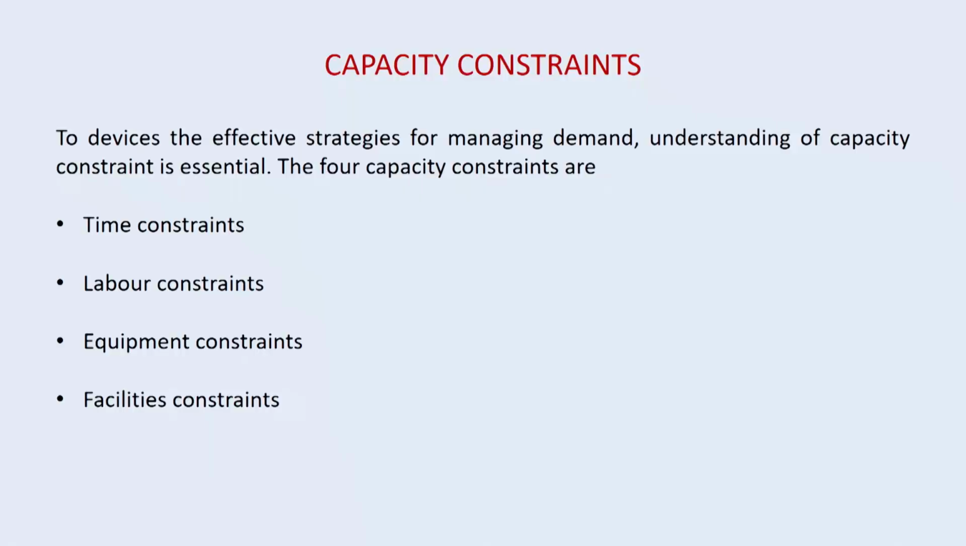The fourth one is related to the facilities constraint. Facilities means the sequential flow of information, the sequential flow of events or phenomena, that is required for the effective delivery of the core offerings.